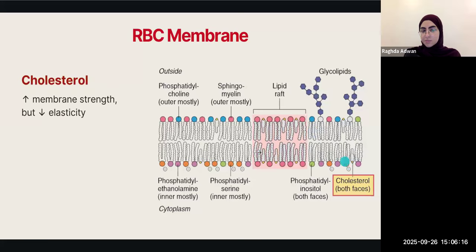So the cholesterol exists on both faces, and the purpose of this cholesterol is to strengthen the membrane, but too much cholesterol is going to lead to not enough elasticity, so it's going to make it less deformable. So the amount of each of these components matters a lot, and your body maintains a very careful ratio of everything in a very careful amount of cholesterol, phospholipids, etc., so that it allows it to operate at maximum efficiency. So cholesterol is there to increase membrane strength.